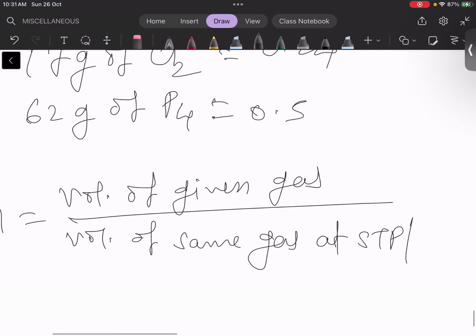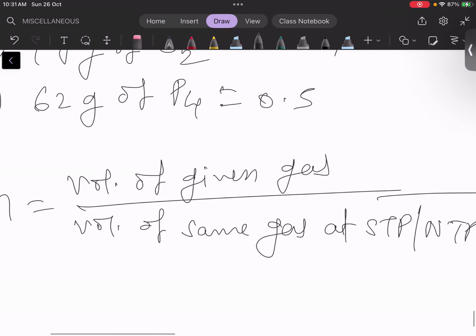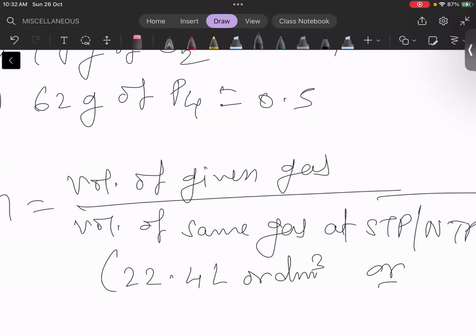STP means standard temperature and pressure, and NTP means normal temperature and pressure, where the volume of any gas at this temperature is 22.4 liter or dm3, or 22,400 ml or cc, cubic centimeter और cm cube.